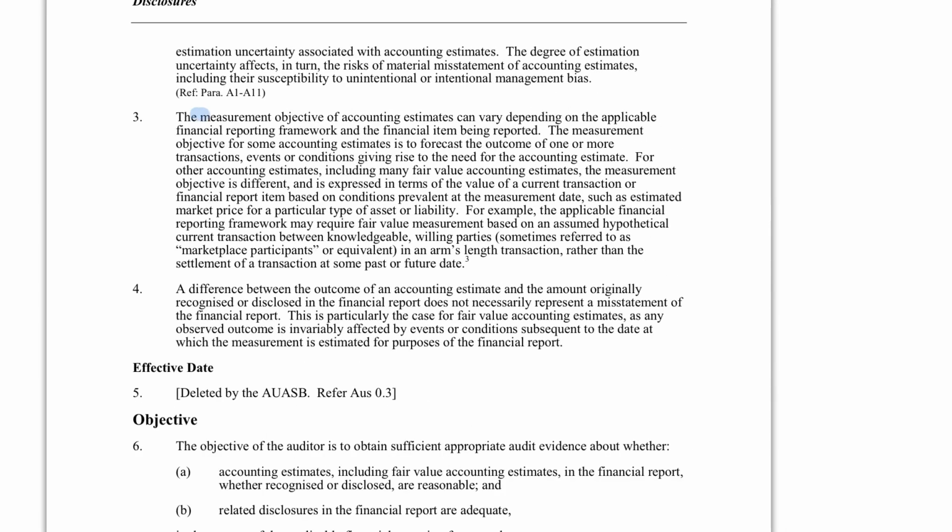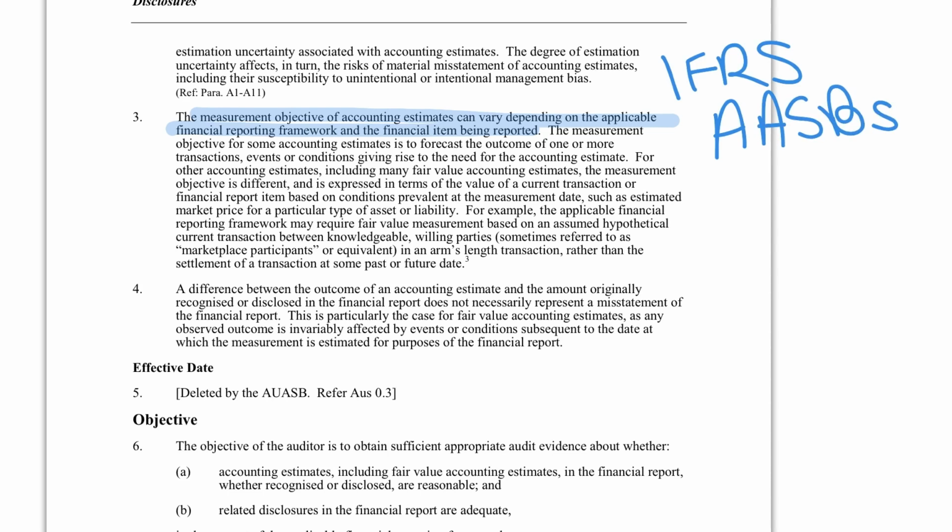Now, if we zoom in a little bit more here, there's an important sentence. The measurement objective of accounting estimates can vary depending on the applicable financial reporting framework. Now, most countries around the world are using international financial reporting standards. In Australia, we call those our AASBs. So we're mostly following the same rules and regulations, but it's important to make sure that in your jurisdiction, you look at the specific accounting standard around estimates. Now, what happens if things are different? The difference between the accounting estimate and the amount originally recognised is not necessarily a misstatement. So you might make a report of something and then need to re-estimate it later. That's not an intentional error, but it is something that we will need to consider.